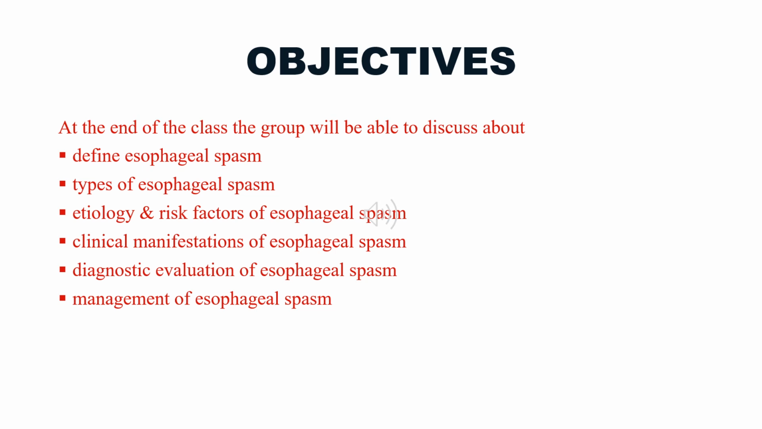Objectives: at the end of the class, we will be able to discuss what esophageal spasm is, the types of esophageal spasm, etiology and risk factors, clinical manifestations, diagnostic measures, and management and prevention of esophageal spasm.